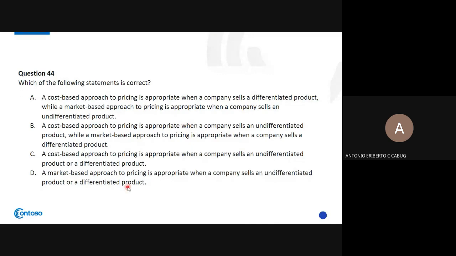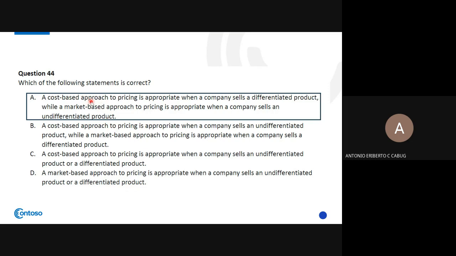So the correct answer is: a cost-based approach to pricing is appropriate when a company sells a differentiated product. This is true when you have your own brand or your own style, which is distinct from your competitors. You may use a cost-based approach: know your cost, then add a percentage markup. While a market-based approach to pricing is appropriate when a company sells an undifferentiated product, just for the standardized ones.